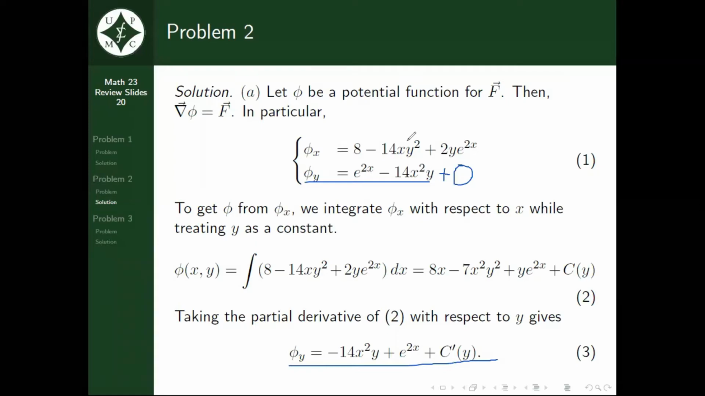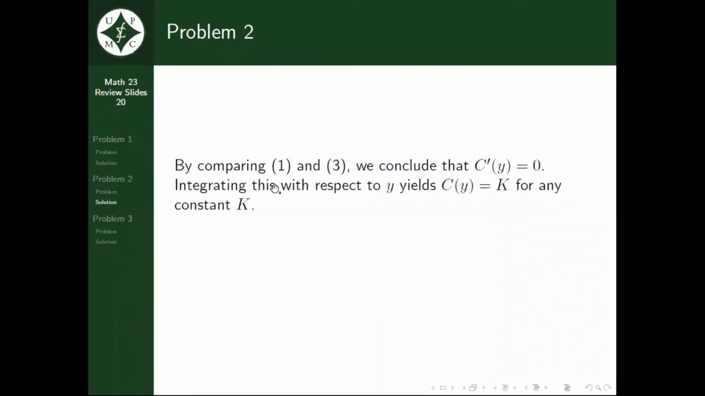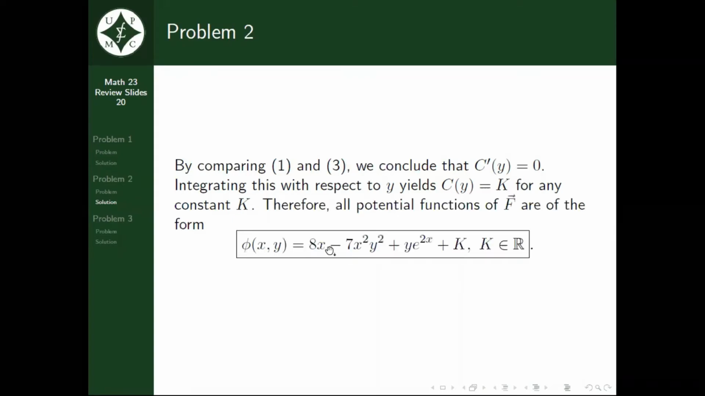So, that means by integration with respect to y, the reverse process again, if we want to get c, this will yield k for any constant k, any real number k. Because the derivative of a constant is 0. So, we have phi to be this one. So this is our potential function. I mean, all possible potential functions.